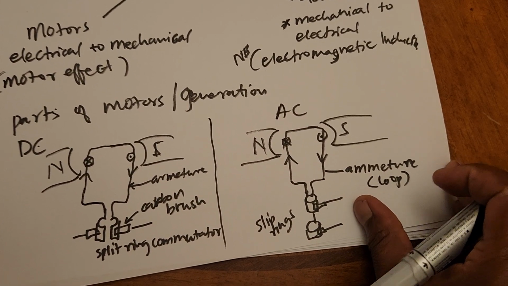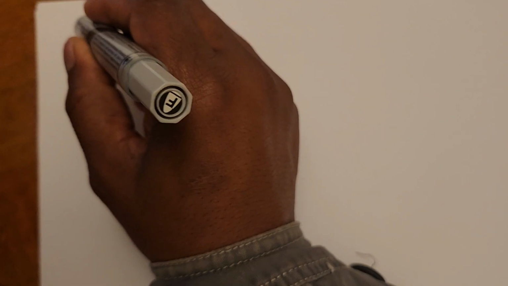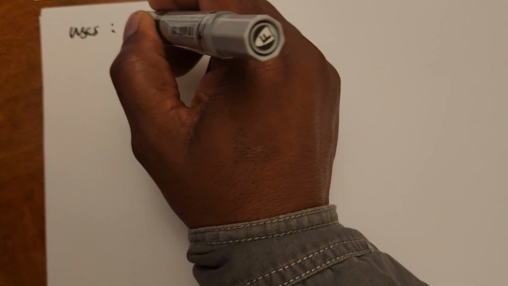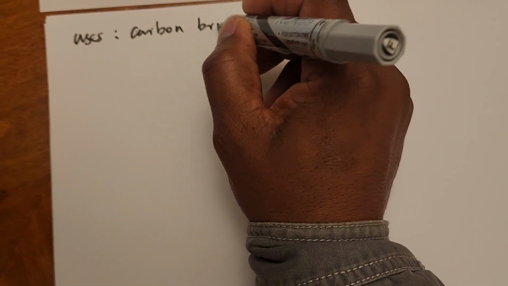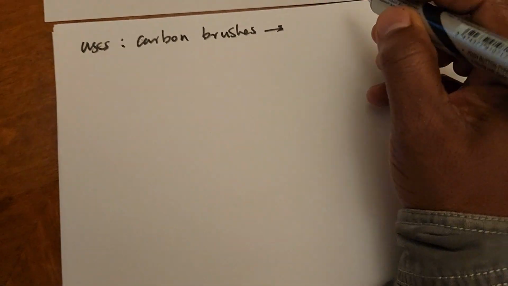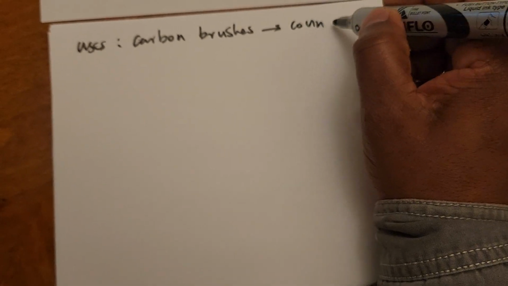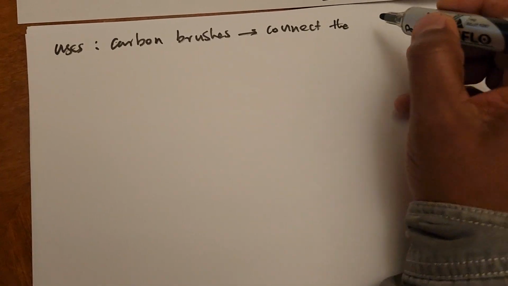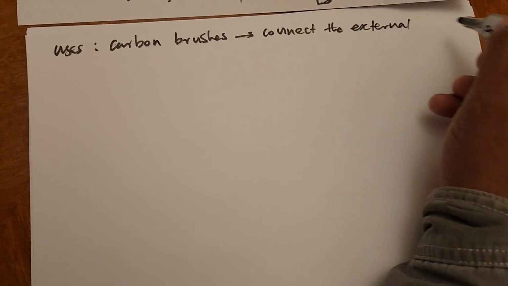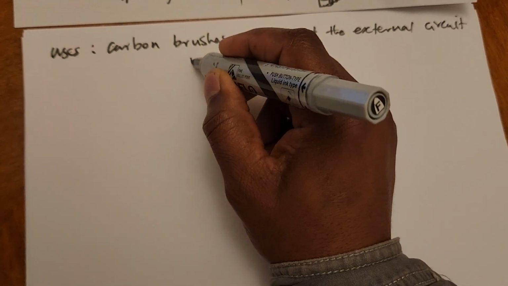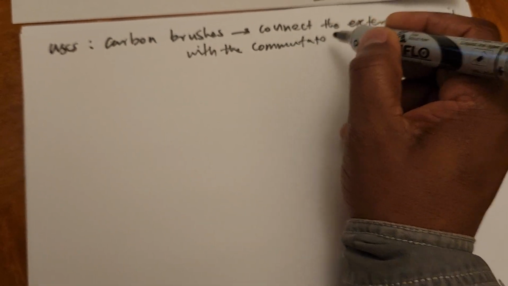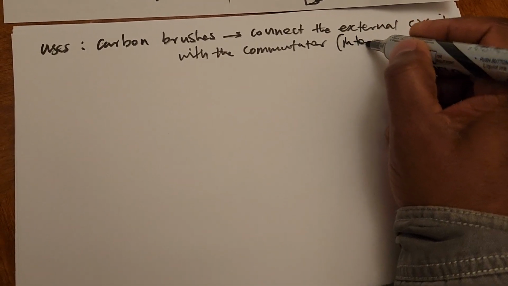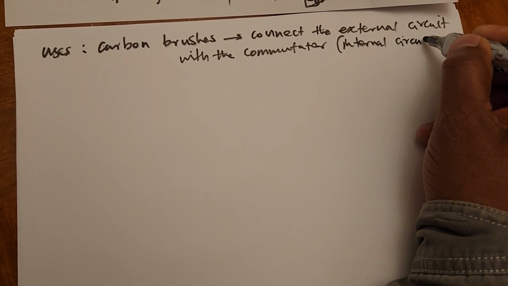Now let's go to what is the use of these two. Now the brushes, they can ask you the uses of the carbon brushes. Carbon brushes, they just connect the external circuit with the commutator in the case of DC, or with the internal circuit. We can just say circuit is fine.